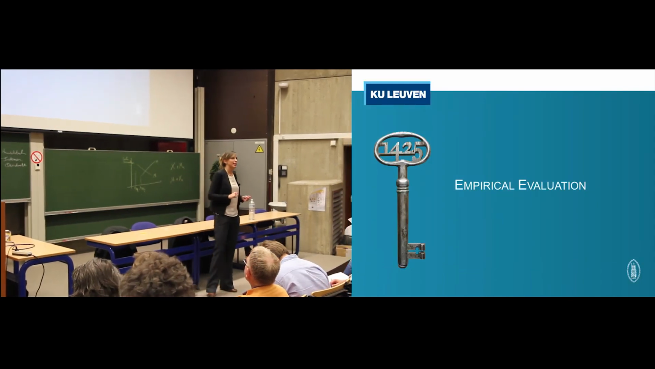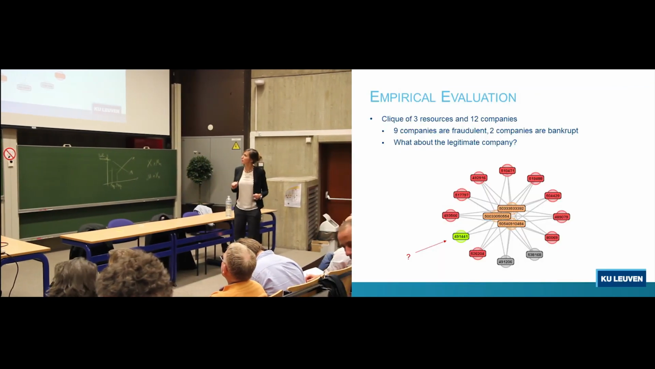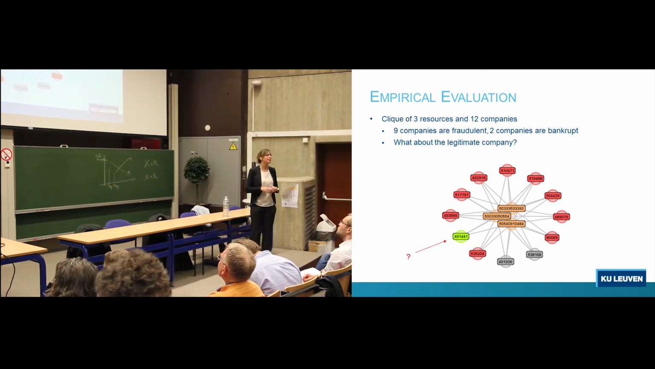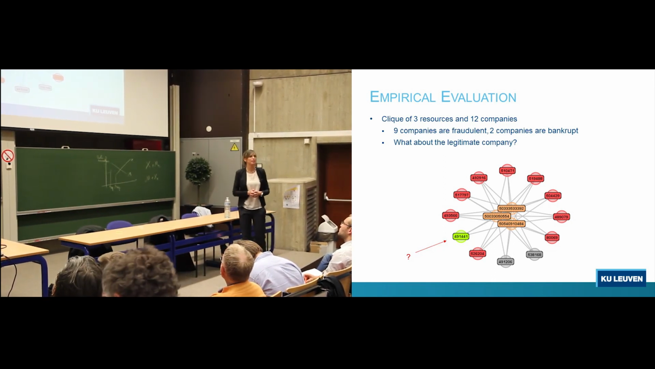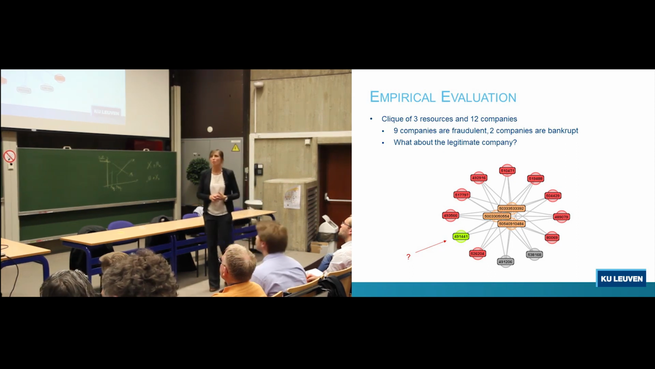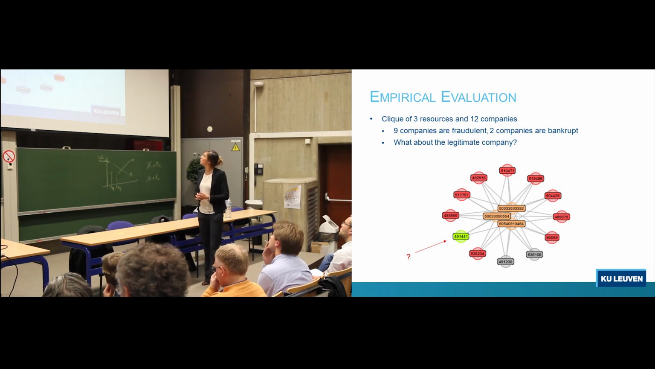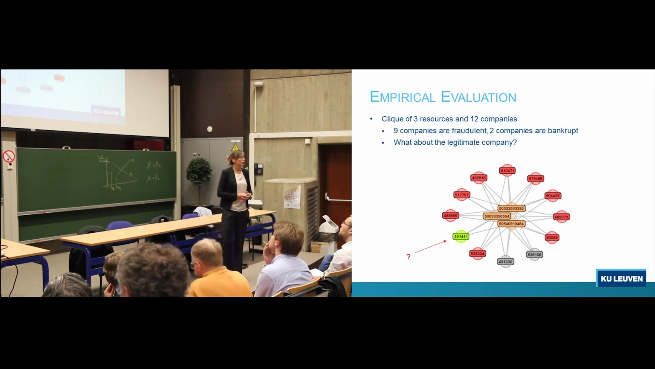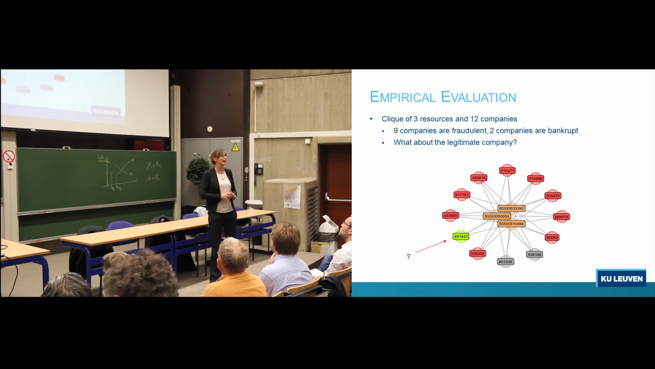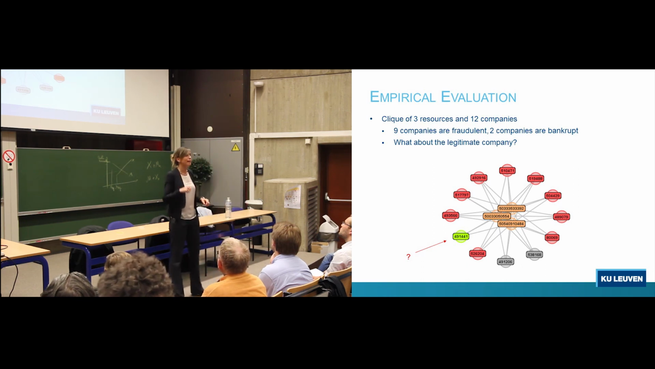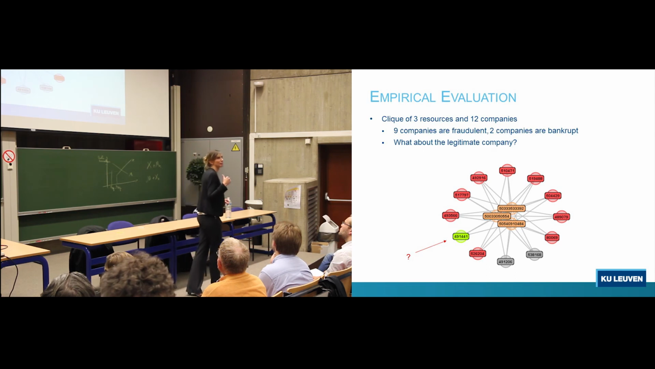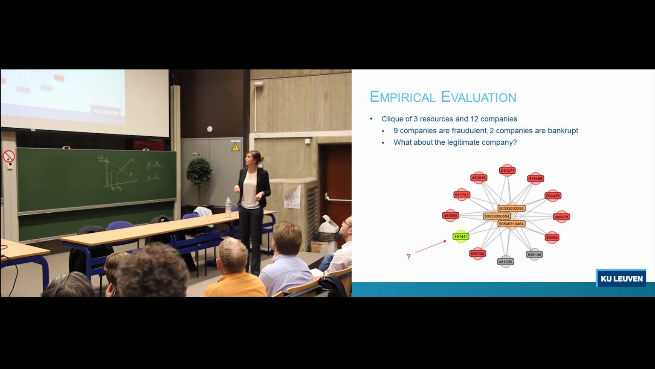Now I have some really nice examples for you. And the first one is this click. This was one of the most important clicks that were detected by our algorithms. Now this is a click of 3 resources and 12 companies. 9 out of 12 companies are already fraudulent. 2 companies are bankrupt. Just normal bankruptcy. Why is this normal bankruptcy? Well, there is a high likelihood that inspectors missed these bankrupt companies and did not classify them as fraudulent.